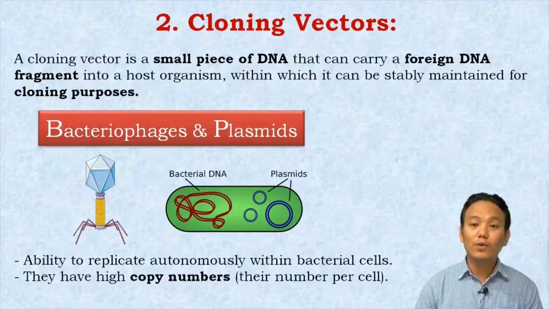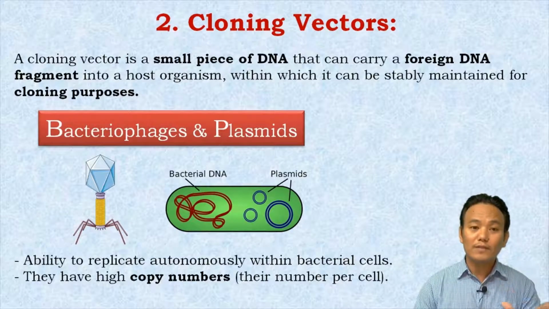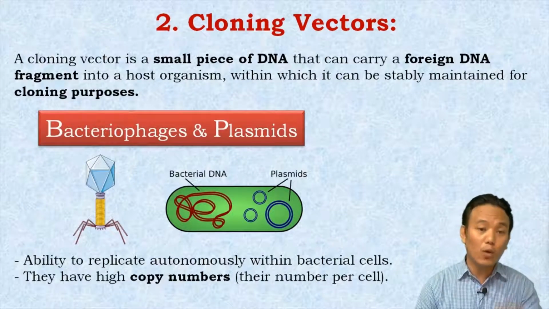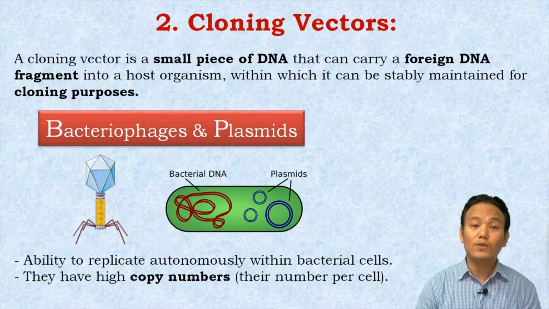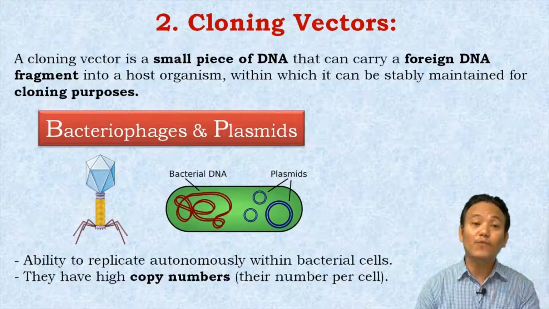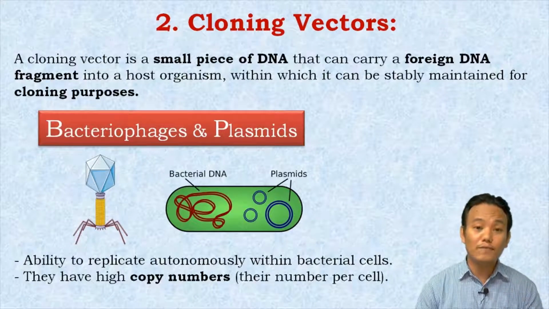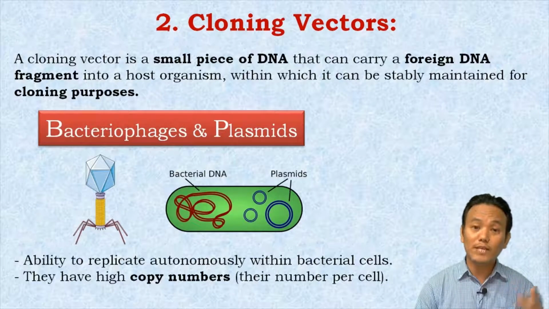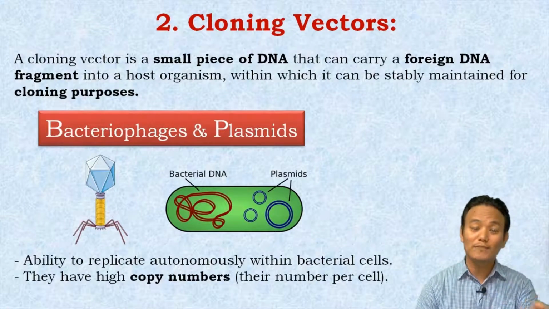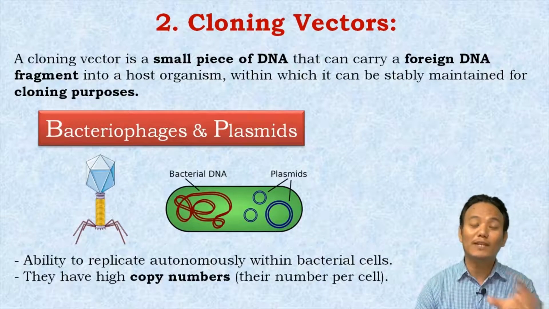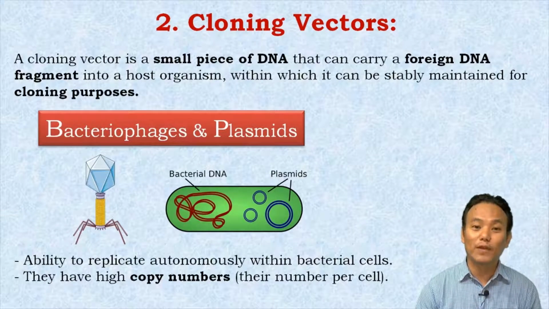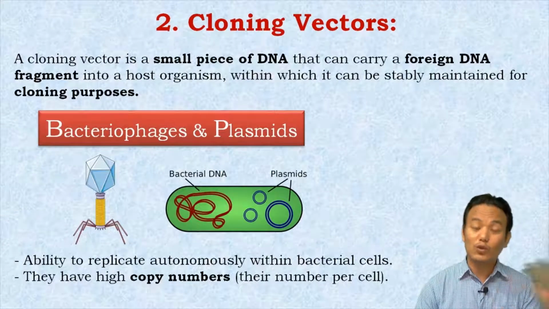So what is a cloning vector? A cloning vector is a small piece of DNA that can carry a foreign DNA fragment into a host organism. And within the host organism, it can be stably maintained for cloning purposes. I have told you before, vectors are those DNA molecules which can carry our gene of interest into a host organism, thereby transforming the host organism into a genetically modified organism. Right, I have told you about plasmids, right?